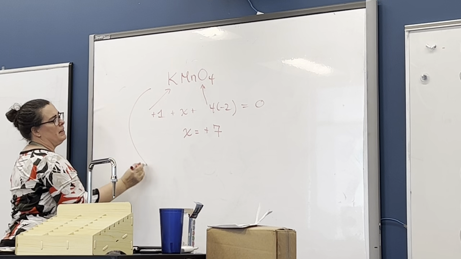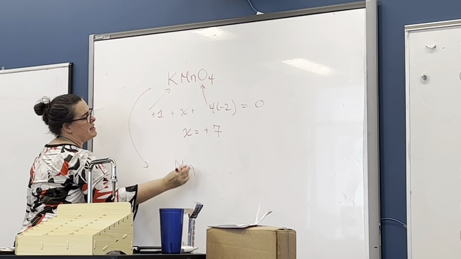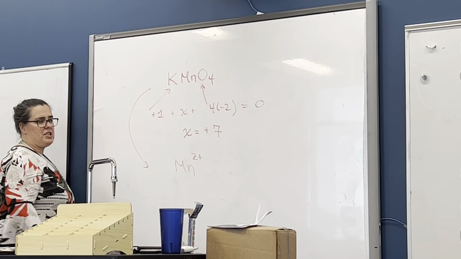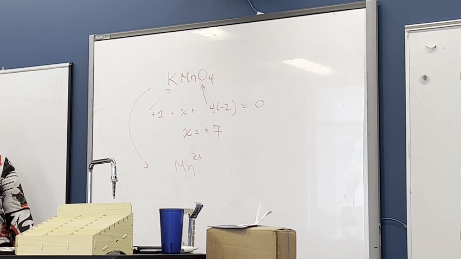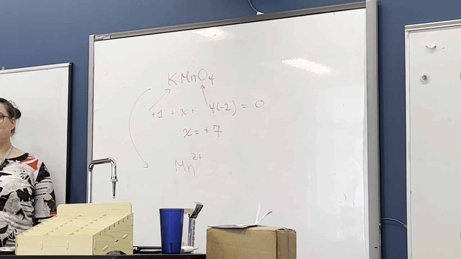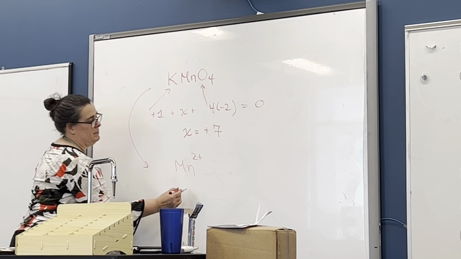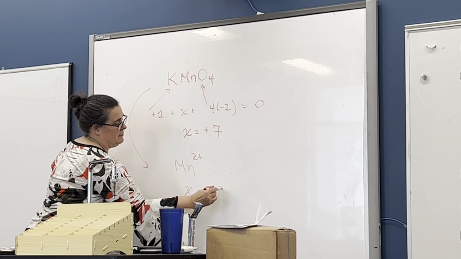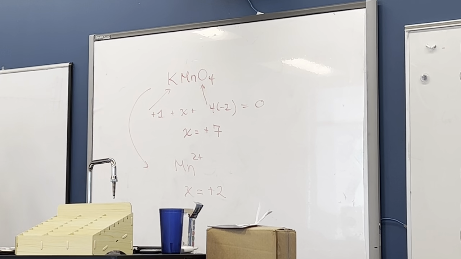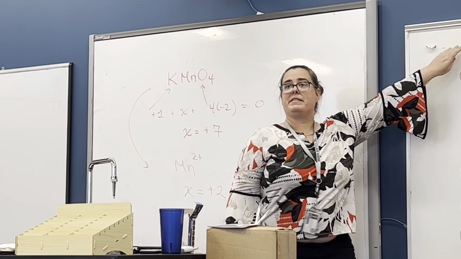I told you that the product was this. What's the oxidation state on manganese 2? 0. Oh, so it's just what is there, because the sum of the oxidation numbers has to equal the overall charge.